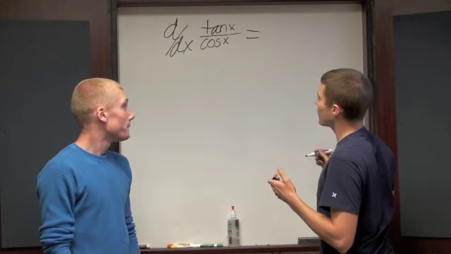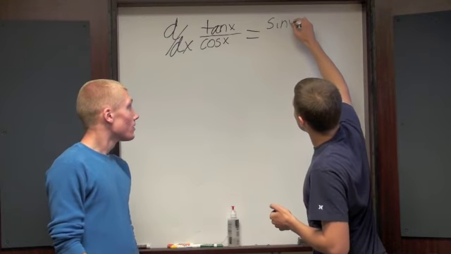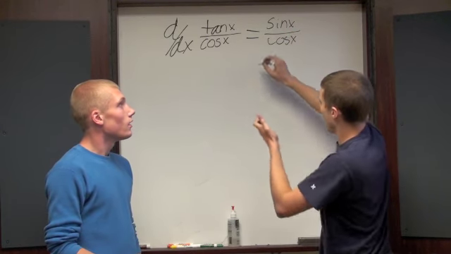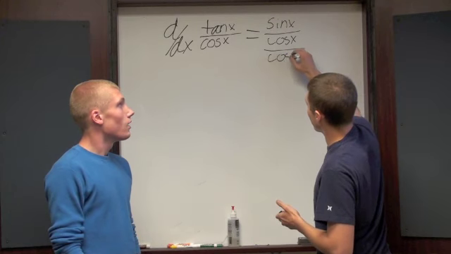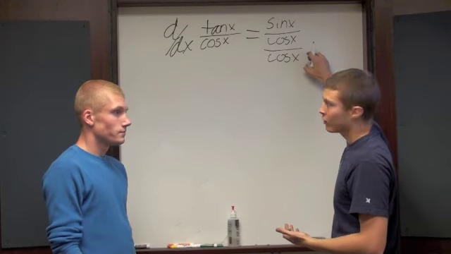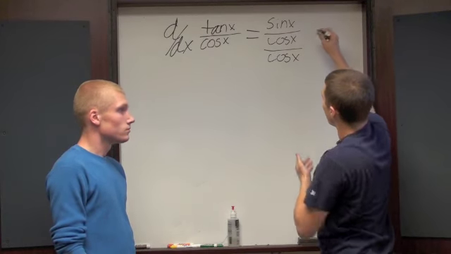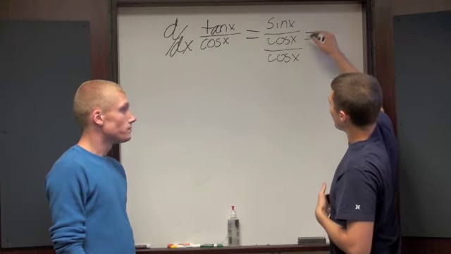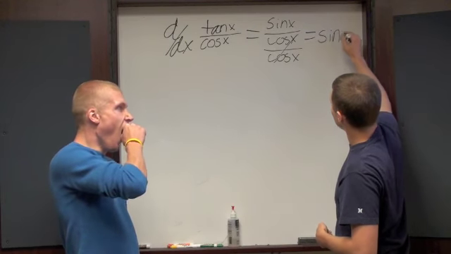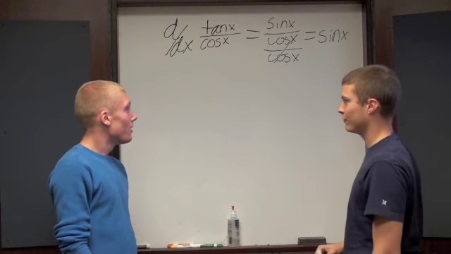Because if you guys remember, tangent of x is really the sine of x over the cosine of x, and then that again is divided by cosine of x. Now, you can't have a fraction in the denominator, so you flip it, put it on the top, and these will cancel each other out, and you just have the sine of x. Does that look a bit more simple than that?